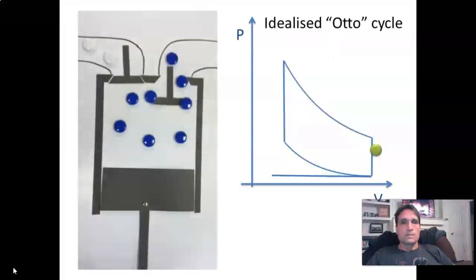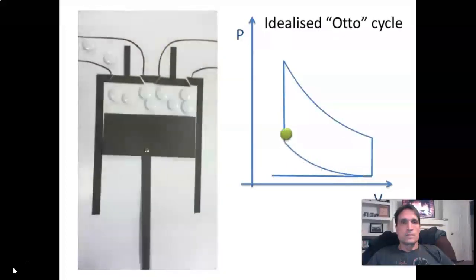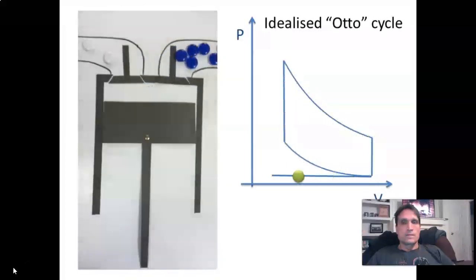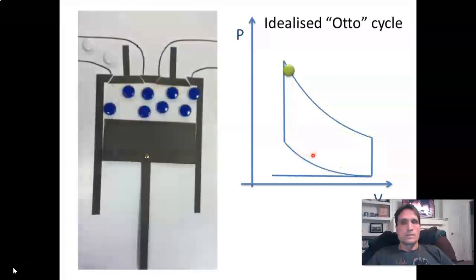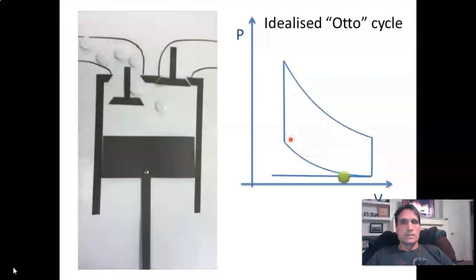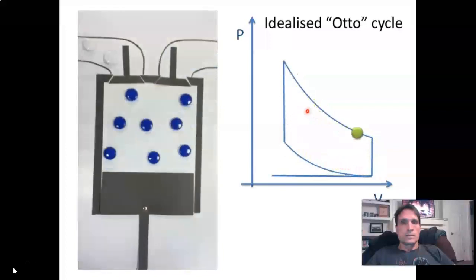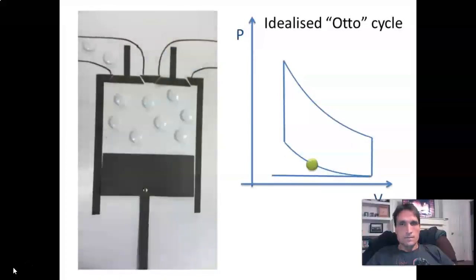Hopefully you can identify all of those processes as the green dot makes its way around the Otto cycle. The area enclosed by the graph represents the amount of work done by the engine per cycle.